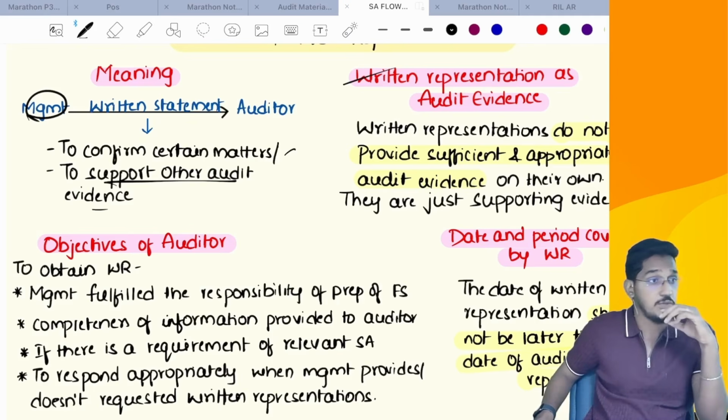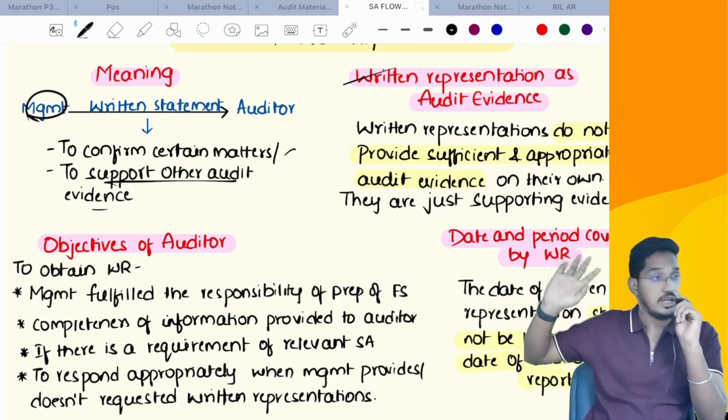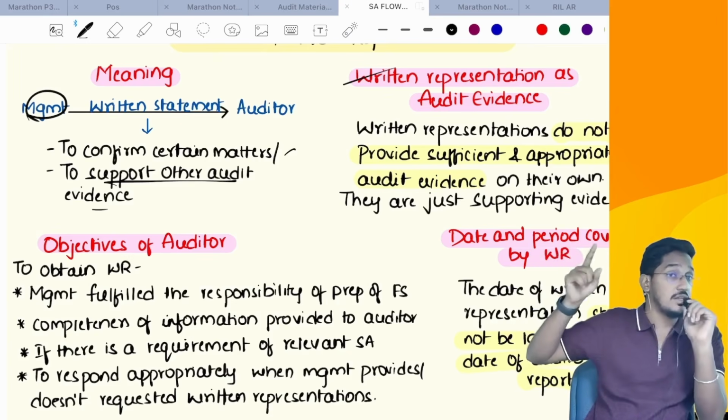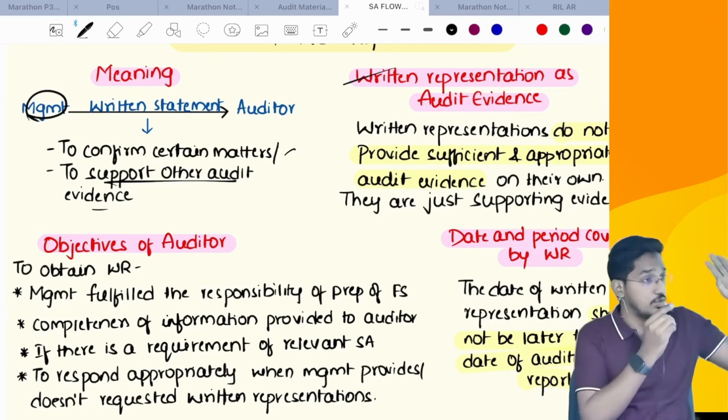Written representation does not provide evidence on its own. What do you mean by that? You can't rely only on written representation. Written representation is just supporting evidence. You can't rely only on written representation, but you have to use that phrase, that terminology. So written representation does not provide evidence on its own.